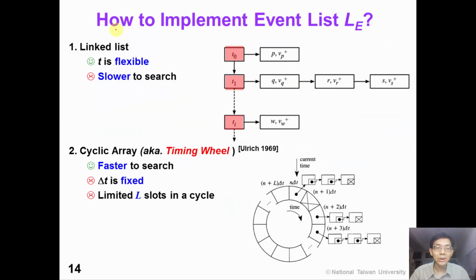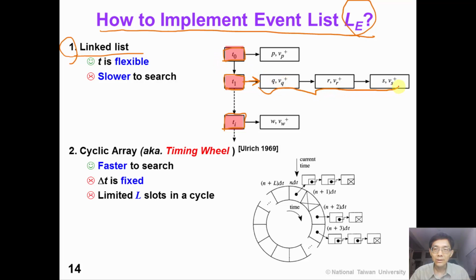Now we have shown you the algorithm to run event-driven simulation. So how about the data structure to implement the event list LE? There are two types of implementation. The first type is a simple linked list data structure. As we can see from the figure, we have a linked list of the timestamps from T0 to T1 to Ti. They are sorted by the timestamp. Under each timestamp, we have a linked list of events.